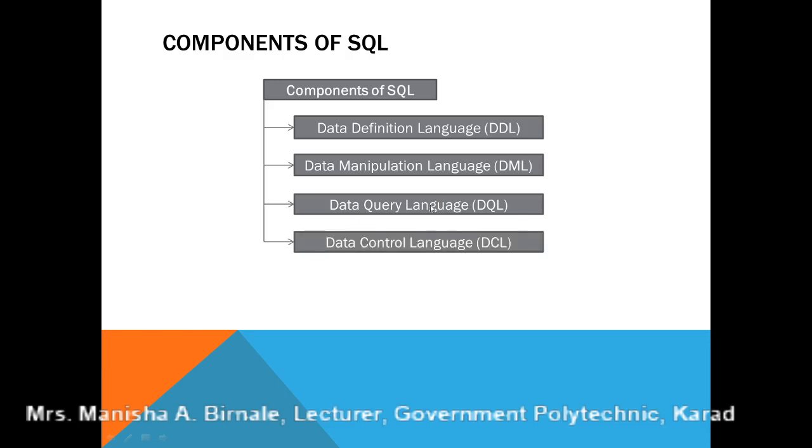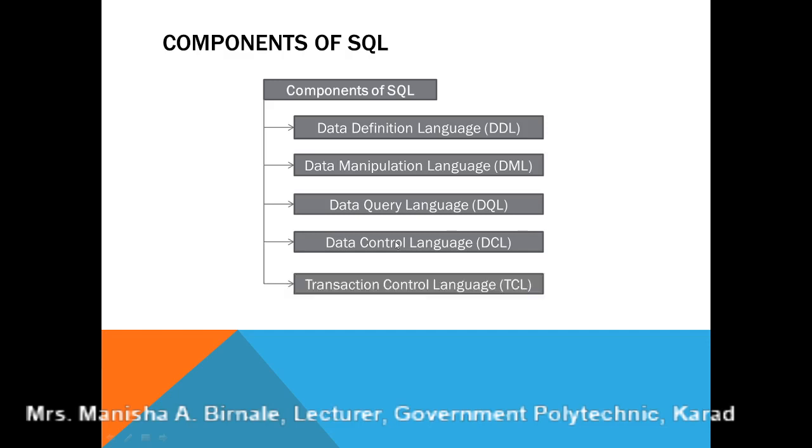There is a fourth component, data control language, DCL. This component consists of commands for controlling the data. It consists of commands for providing controlled access to your data. It includes commands for creating a new user, or for assigning some permissions to a user. It includes commands for removing some permissions which are already assigned, like that.